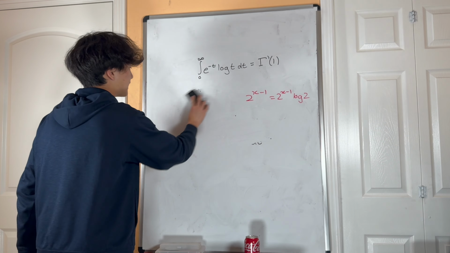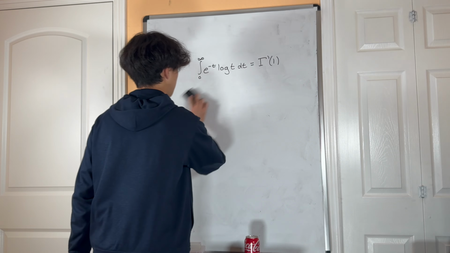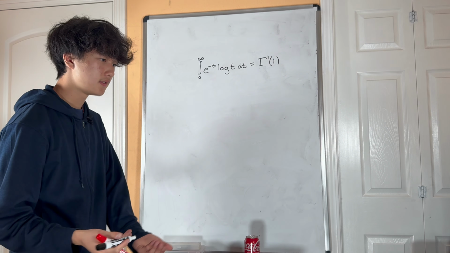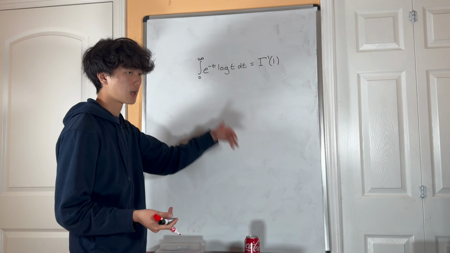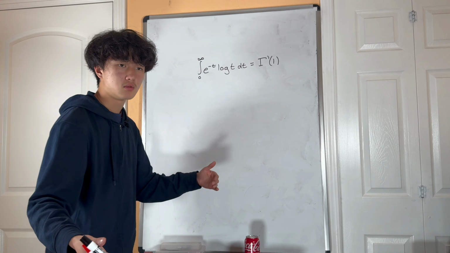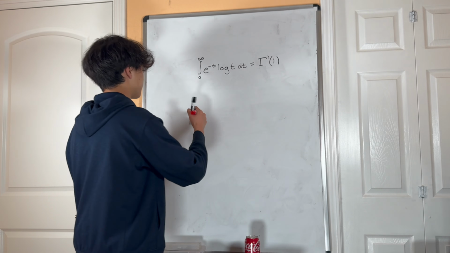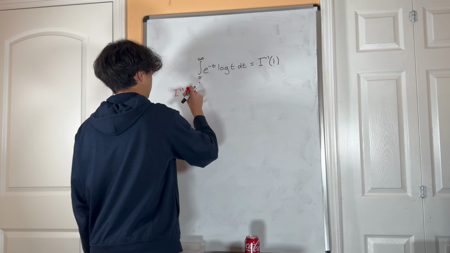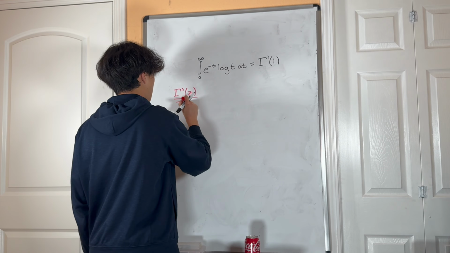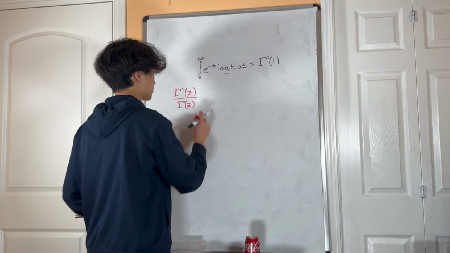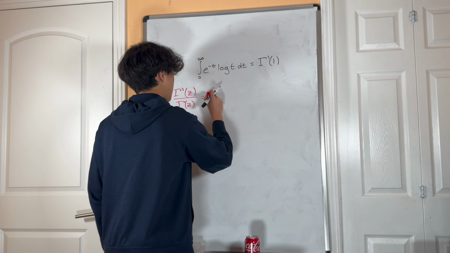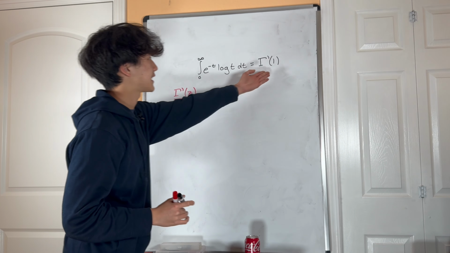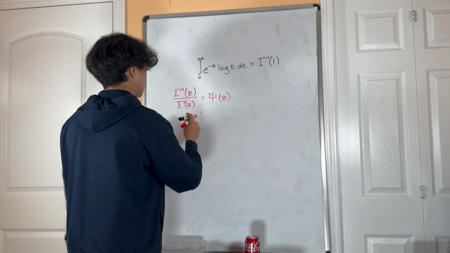Well, we do know something that involves the gamma prime, right? And that is the logarithmic derivative of the gamma function, which is just gamma prime over gamma, but it's also the digamma function. So now we're on to basically the second major phase. Recall the definition of the digamma function, gamma prime over gamma. And, well, here we have a gamma prime of 1, so let's just set z equal to 1.